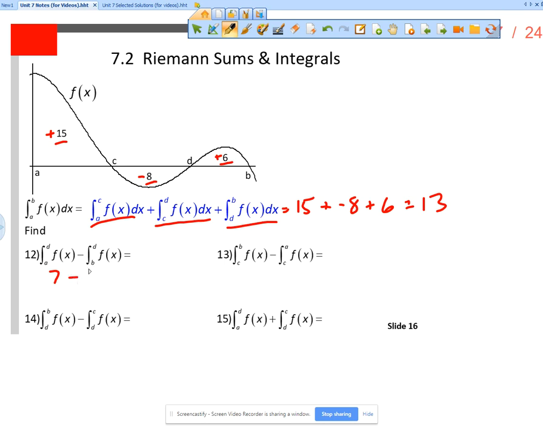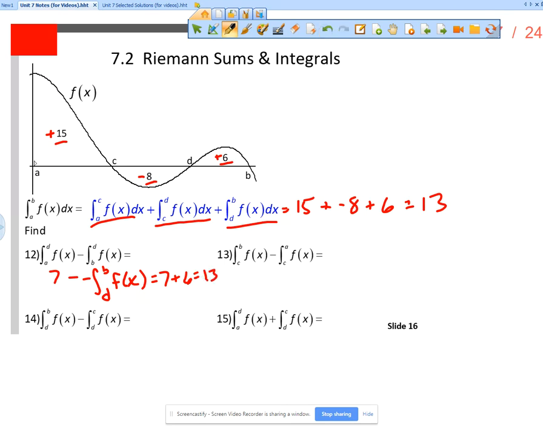Minus the integral from b to d. B to d. Now we're going backwards, aren't we? So can I rewrite that, right? Instead of going backwards, can I flip this and rewrite it as the integral from d to b of f of x, right? If I do that, then what do I have to do? I have to bring another negative outside. And so 7 minus negative integral from d to b. What is the integral from d to b? It's 6. So 7 plus 6 is 13.